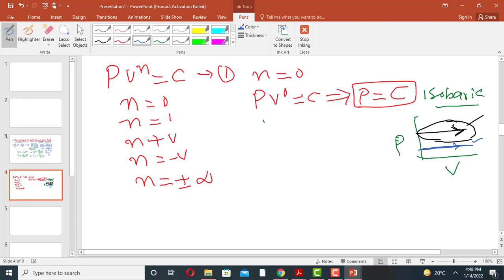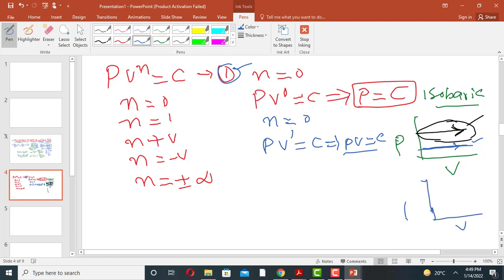Now when n is equal to 1, what will equation number 1 be? PV to the power 1 is constant, which implies that PV is equal to constant. So it is called the isothermal process. PV equal to constant is nothing but Boyle's law. Graphically it will be drawn like this, or this graph. So the temperature here is constant and it is called the isothermal process. Isothermal processes are those processes in which the temperature is constant.